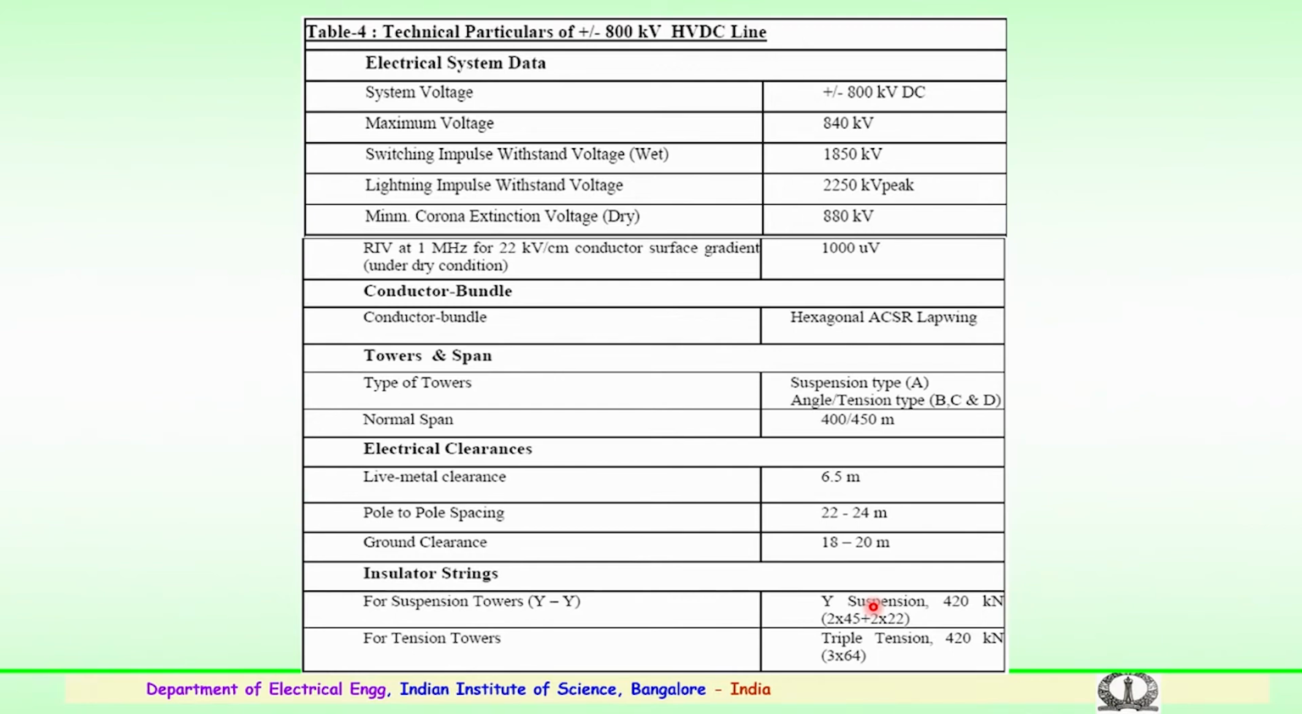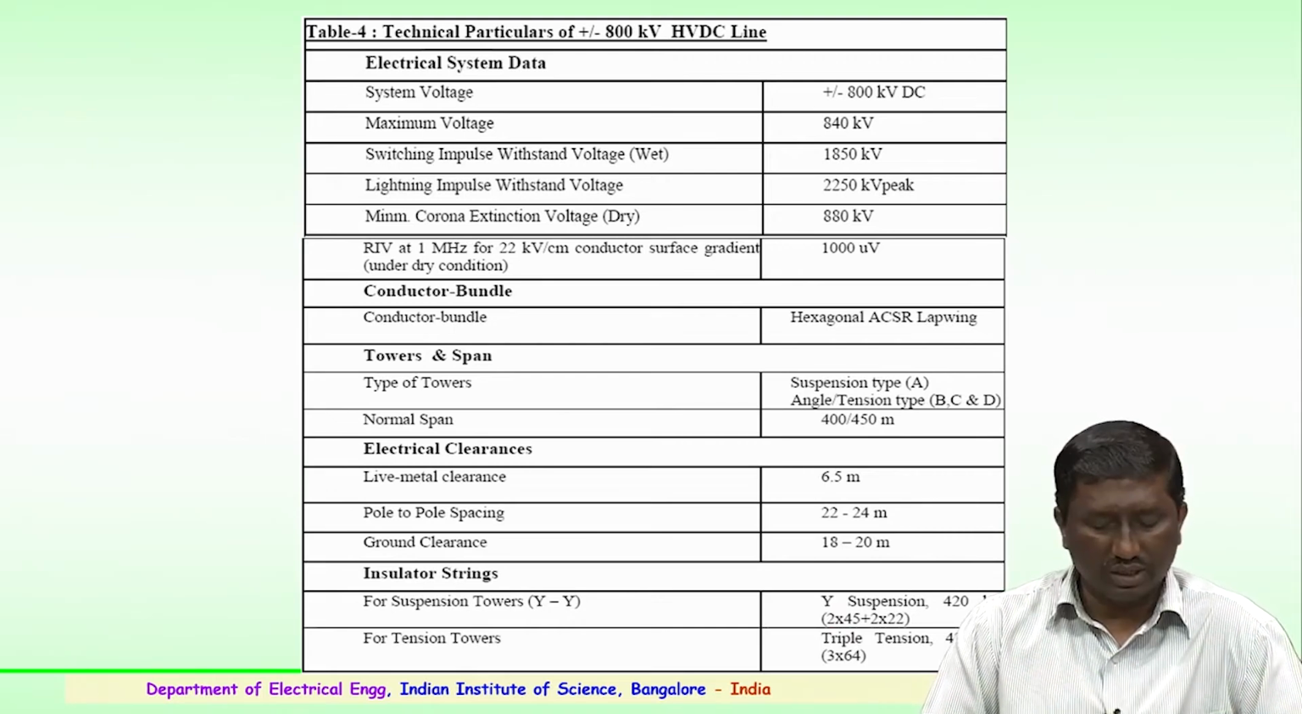The insulator strings which are adopted for 800 kV DC transmission are of Y suspension type, consisting of 420 kilonewton mechanical strength, with 2 arms of 45 and 2 arms of 22. So, this is a Y configuration, which consists of the V and suspension. Y can be assumed as V and suspension. So, V is 2 into 45 and this I is 2 into 22. So, this number of insulators of 420 kilonewtons are being used for the tower.